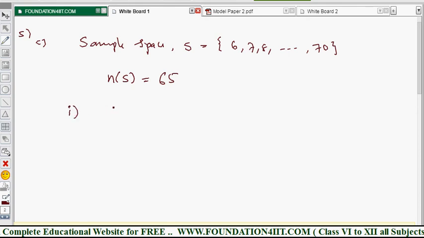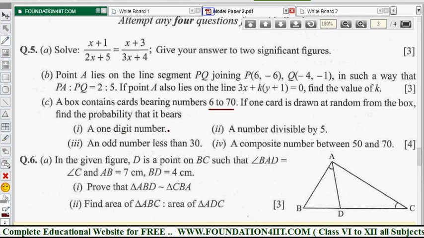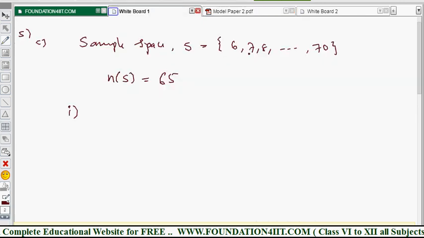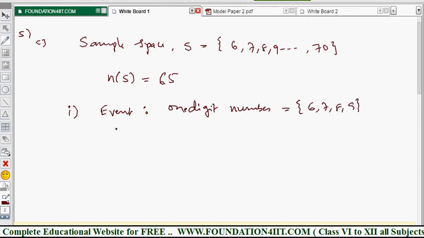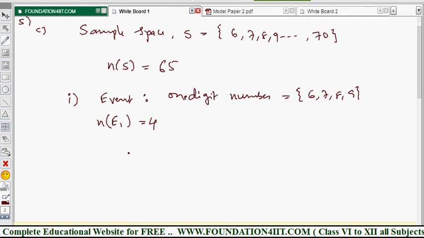Now let us take the first one. Here the first event is a one digit number. If you observe, the one digit numbers are only 6, 7, 8, 9. From 10 onwards, it is two digits. So let's take event E1. Then n of E1 is equal to 4. Then the required probability is n of E1 by n of S, so 4 by 65 is the probability that the card drawn is a one digit number.